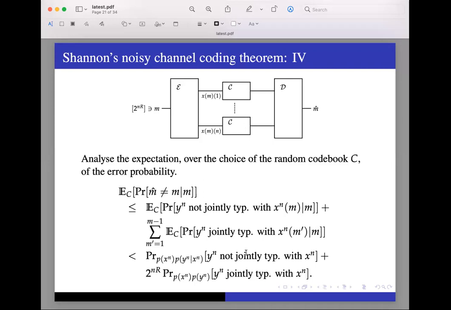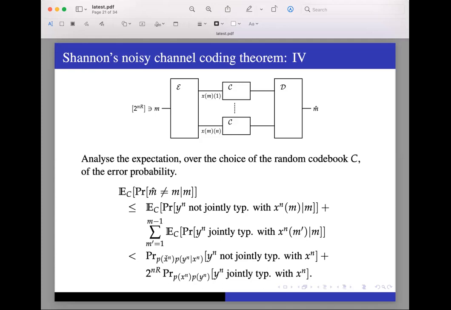acts independently. The probability distributions are not identical simply because the first coordinate of xn in general is different from the second coordinate of xn and so forth. So the conditional distributions that the channel sees are different, but nevertheless independent. So it's independent but differently distributed. That's what this conditional probability distribution looks like.